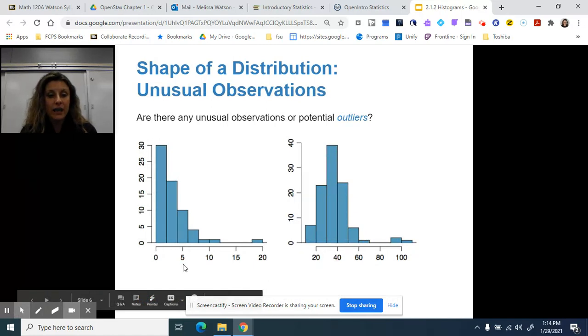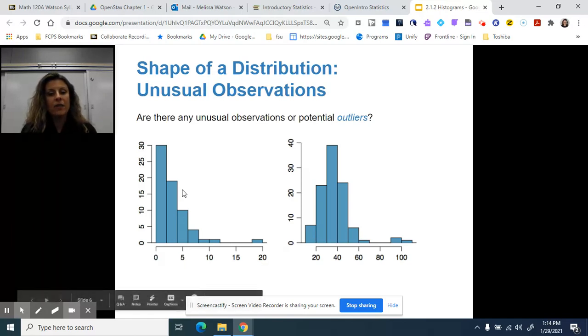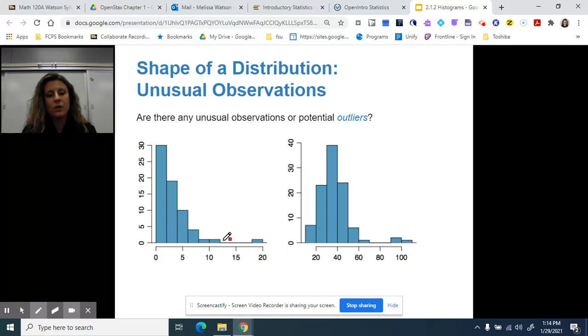Okay, an outlier is a data value that is very different from the rest. So in this first distribution, most of our data is in the smaller range, again, from like 0 to 5. We do have a couple values here, but notice this large gap in between. And then we have maybe one or two data values way out here. So this would be considered a potential outlier because these are very large in comparison to the rest of the data.